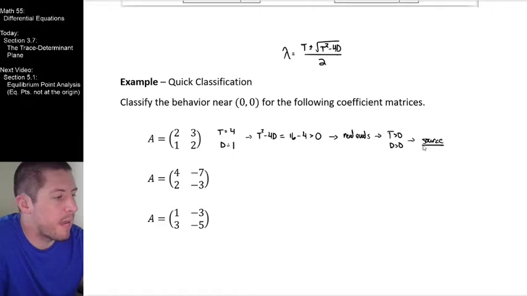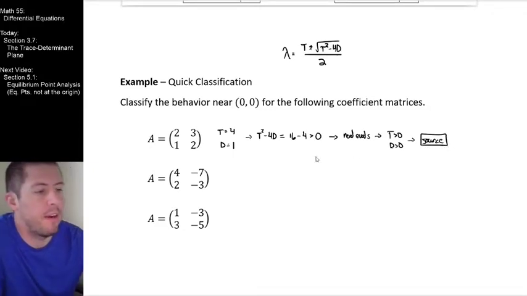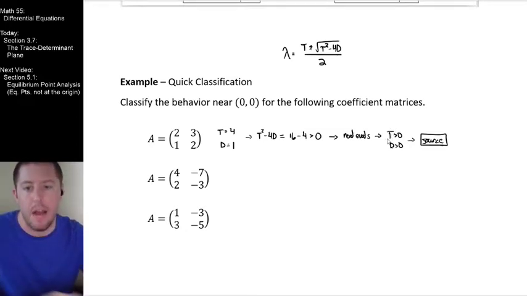All right, so there was my progression of thought on that one. Find trace and determinant, compute t squared minus 4d, and determine if it's positive, negative, or zero. If it's positive, they're real. If it's negative, they're complex. If it's zero, it's repeated roots. Then I just need to know the signs of t and d to make my next step down classification.